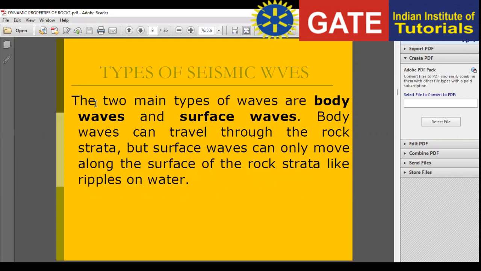So there are two main types of waves, the body wave and the surface wave. Body waves can travel through the rock strata, but surface waves can only move along the surface of the rock strata, like a ripple on water. So these body waves are responsible for ground vibration, and these surface waves are mainly responsible for the noise or air blast.